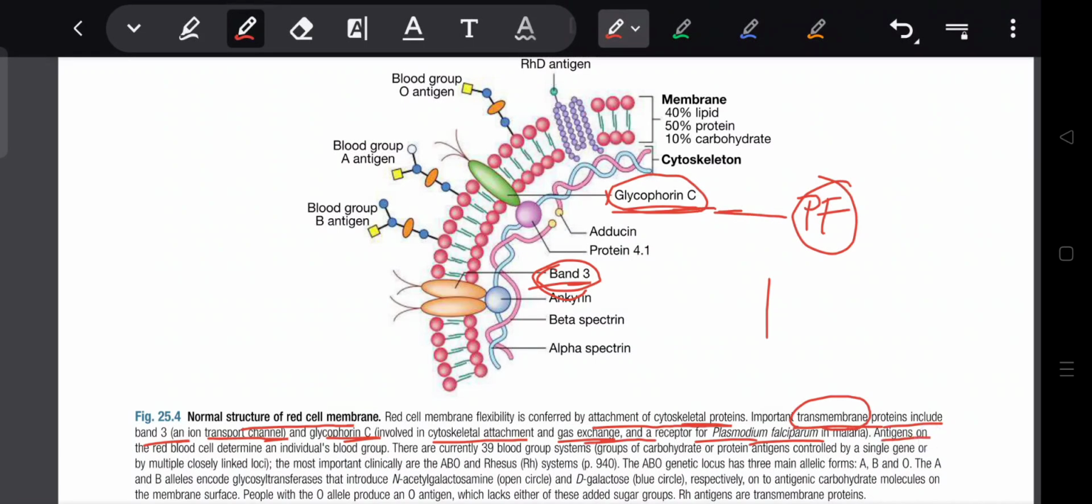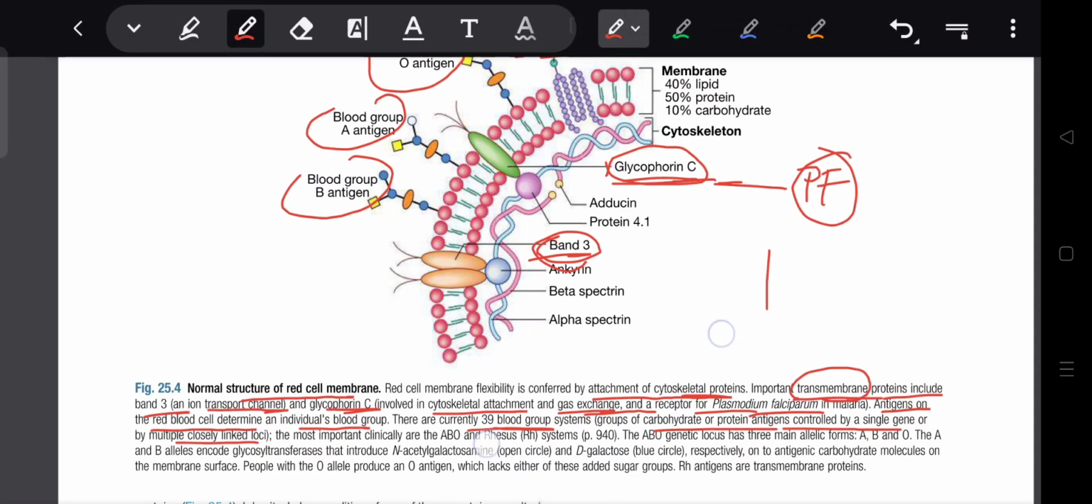Antigens on red cells determine the individual's blood group: Rh D antigen, blood group O antigen, blood group A antigen, blood group B antigen. There are currently 39 blood group systems, groups of carbohydrate or protein antigens controlled by single gene mutation. The most clinically important are the ABO and Rhesus systems.